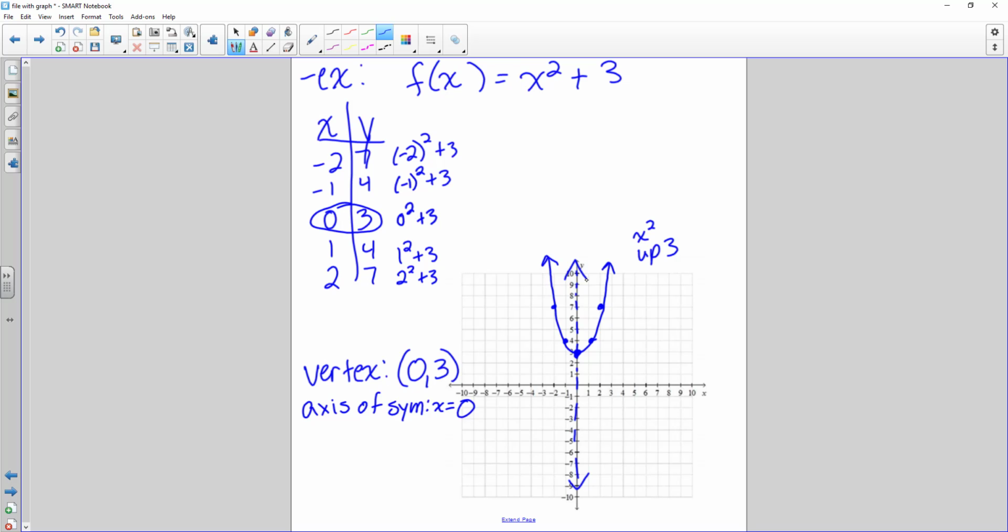Okay, so let's do another example. The other thing I want to point out is that this is a vertical shift because it moved up. We'll talk in a minute about why it would move down, but if you can guess, it has to do with this sign right here. The plus 3 means it moved up 3. If it was a minus here, it's going to move down. I'll give you a definition for that in a minute.